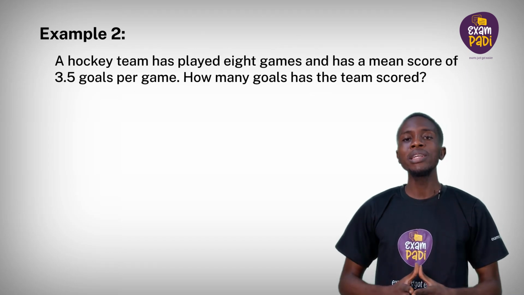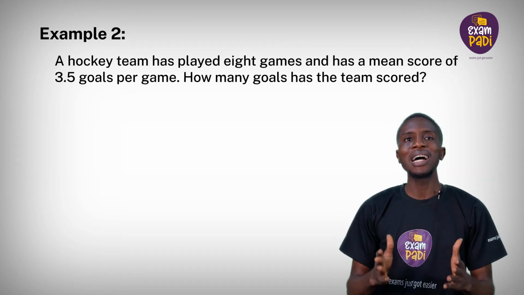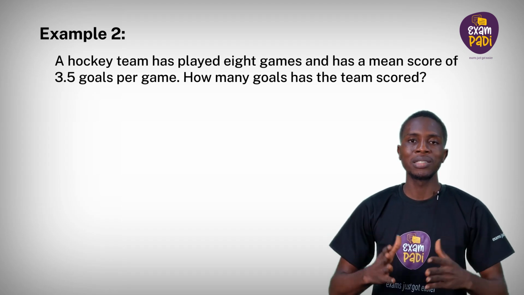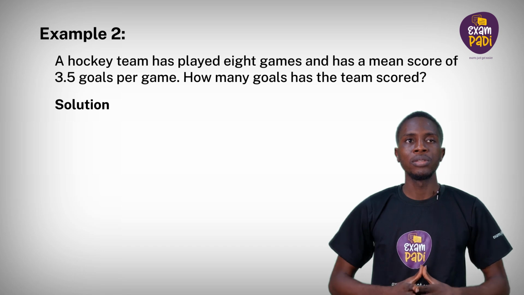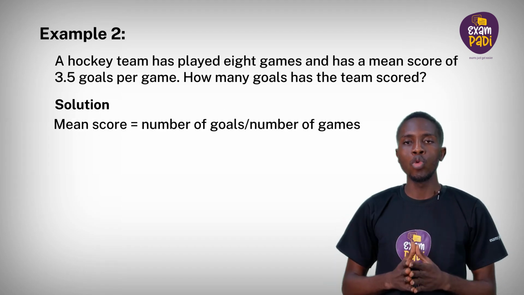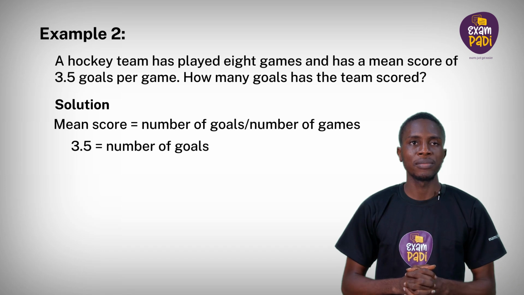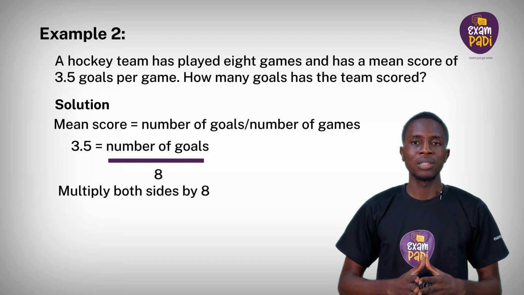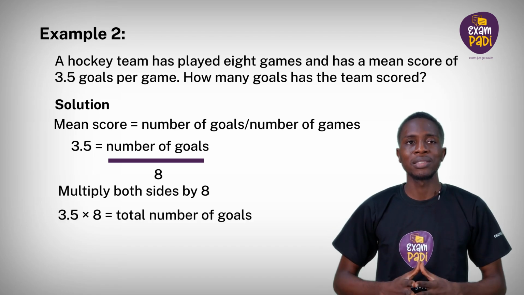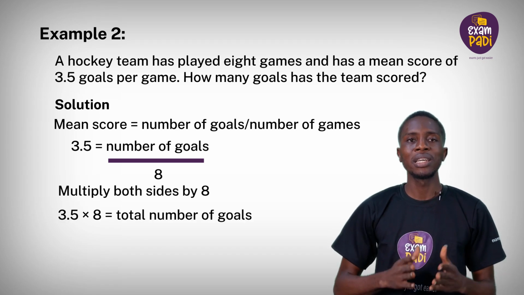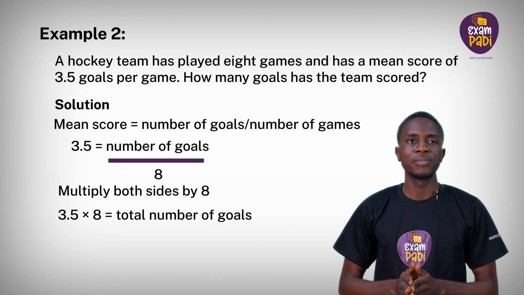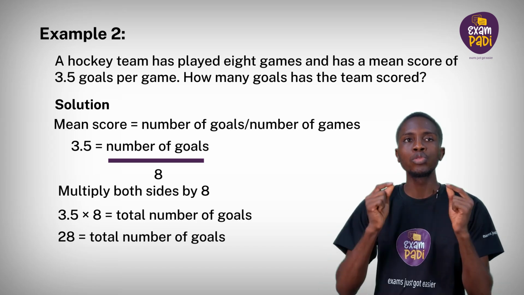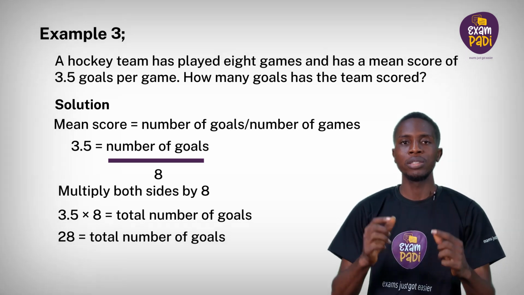Example 2. A hockey team has played 8 games and has a mean score of 3.5 goals per game. How many goals has the team scored? Solution. Mean score equals number of goals divided by number of games. 3.5 equals number of goals divided by 8. Multiplying both sides by 8, 3.5 multiplied by 8 equals total number of goals. Therefore, 28 equals total number of goals. So we can say the total number of goals the team has scored is 28.